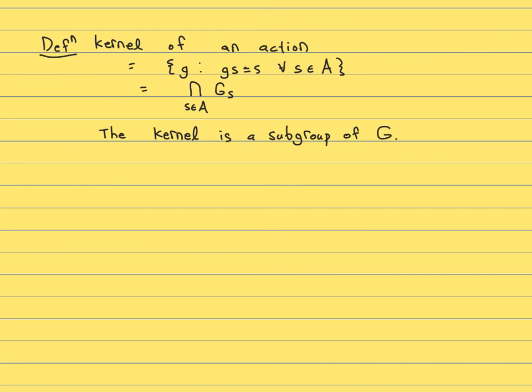Now we move on to the next definition. The kernel of an action is defined to be the set of group elements g such that g dot s is s for every s in the ground set A. You can check that this is the intersection of all the stabilizer subgroups, right? Because what does it mean for g dot s to be equal to s? For a specific s, it means that g is in that particular stabilizer. And this is saying that this element g is in all these stabilizers, so it's in this intersection.